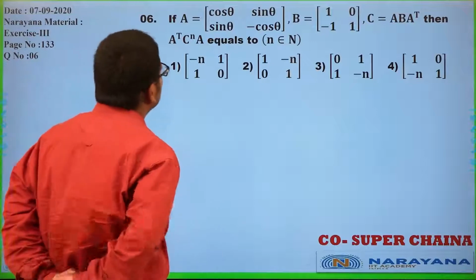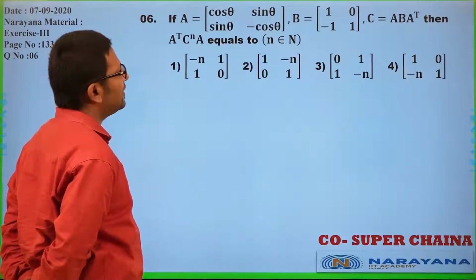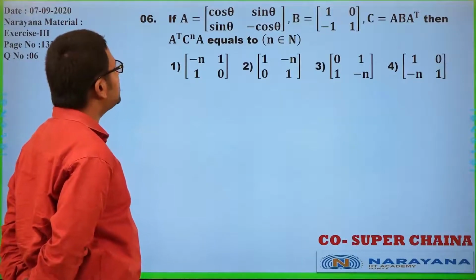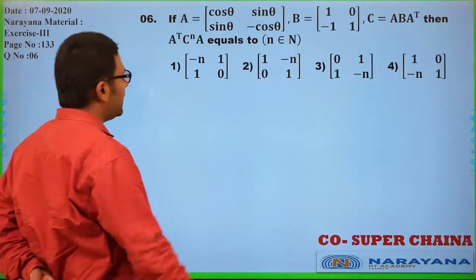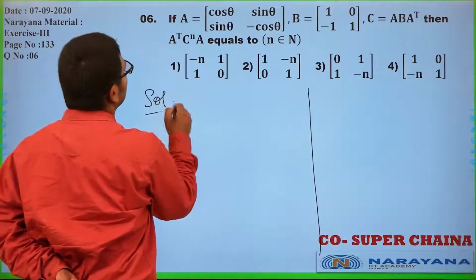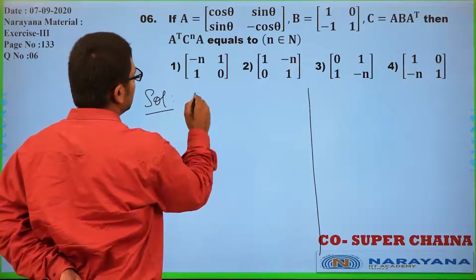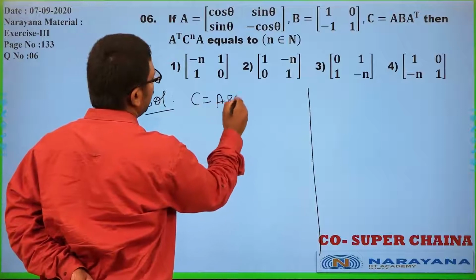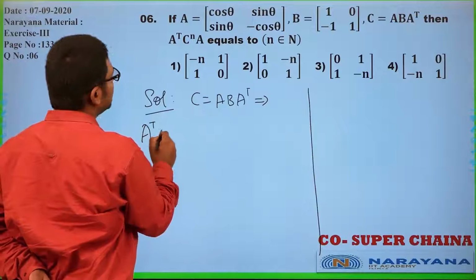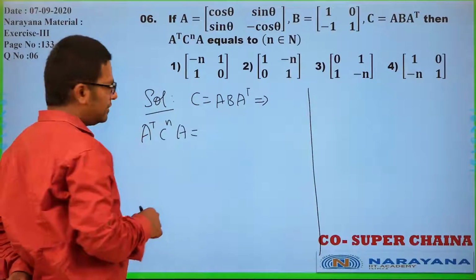If A is equal to cos theta minus cos theta, B is 1 0 minus 1 1, C is AB A transpose, then A transpose C raised to n equals what? Okay. So a fairly similar question, I would say. C is AB A transpose, which means A transpose C raised to n A would be, actually let us write it down.